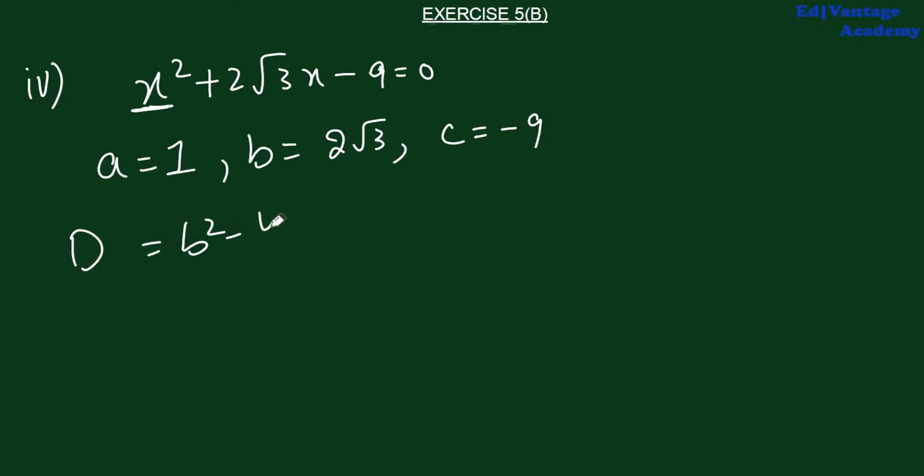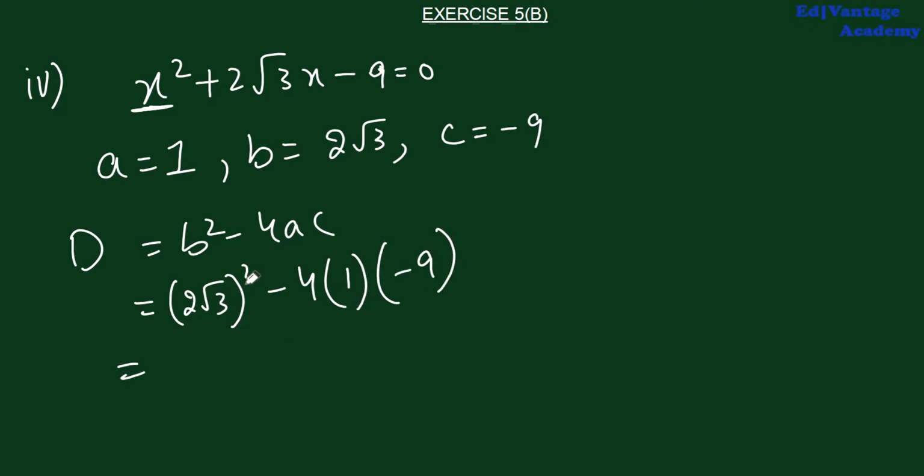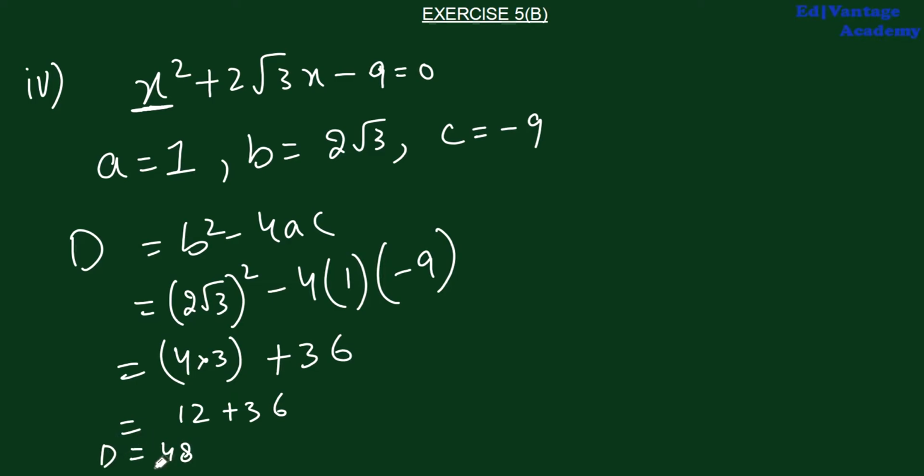Substituting in b square minus 4ac, we have 2 root 3 whole square minus 4 into a is 1, c is minus 9. So square of 2 is 4 and square of root 3 is 3. That's 12. And this will be minus 4 into 1 into minus 9, which is positive 36, because minus into minus is plus. And 12 plus 36, that's how much? 48. So again you got d is 48.